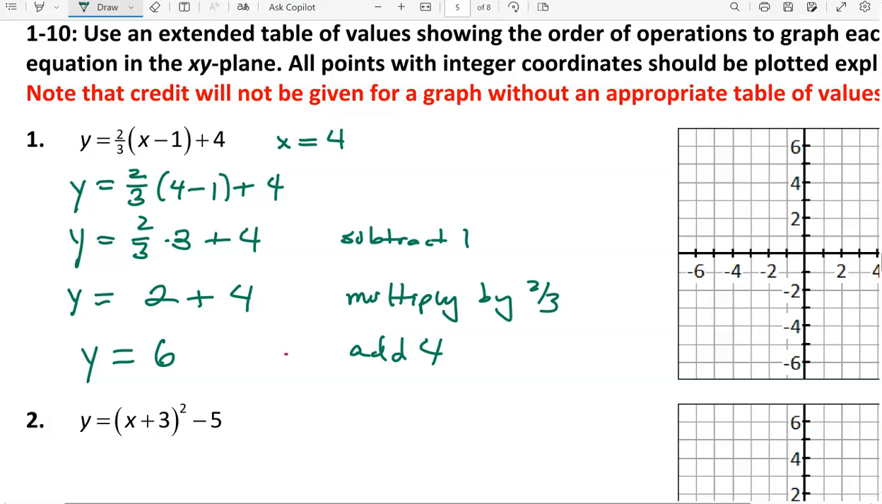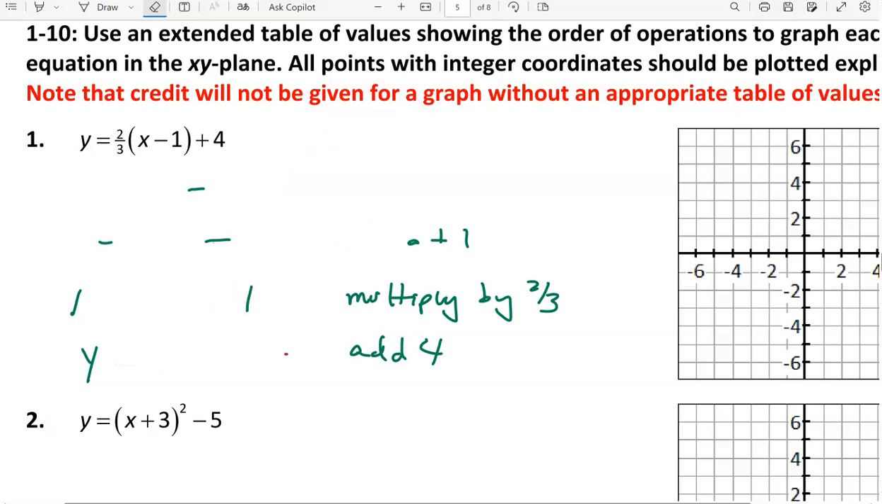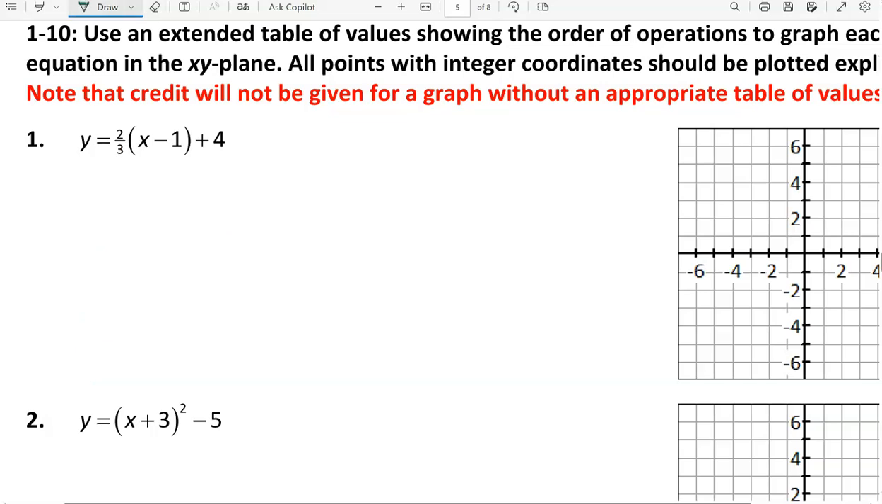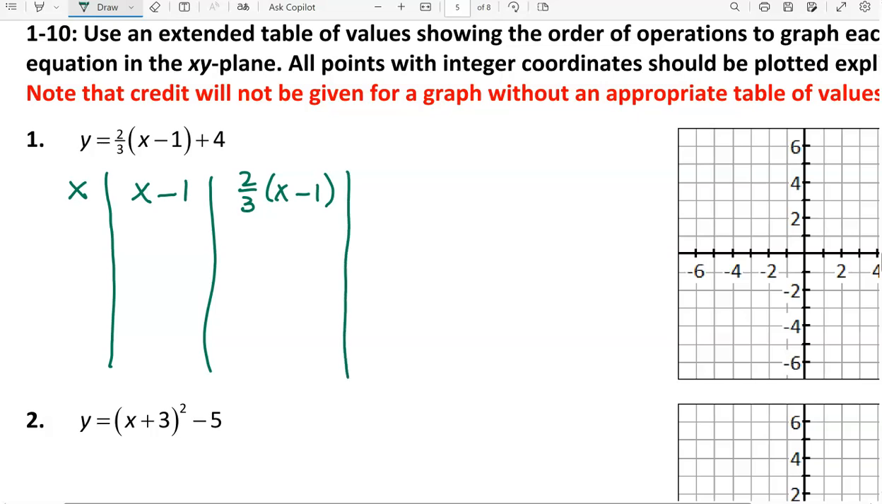A way to organize this so I can do multiple calculations all at once and get multiple points on this graph is to set up a table of values. So now I'm going to erase what I did, and I'm going to set up a table of values that will walk us through those operations. So I'm going to pick an x value, and then I'm going to subtract 1 from that x value, and then multiply that result times 2/3. And finally, I'm going to take that result and then add 4 to it, and this will be my y value since y equals that.